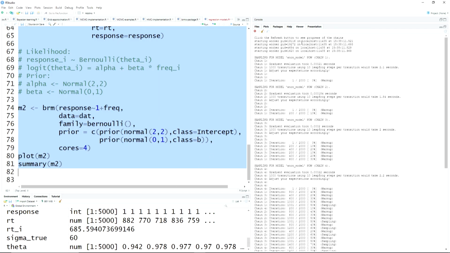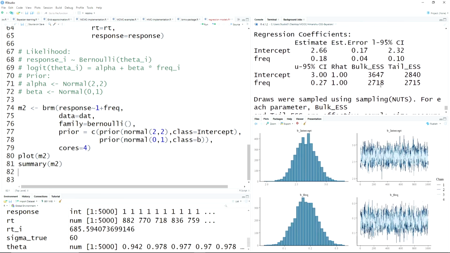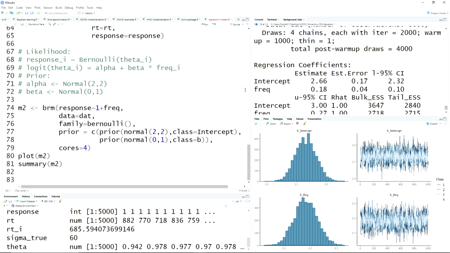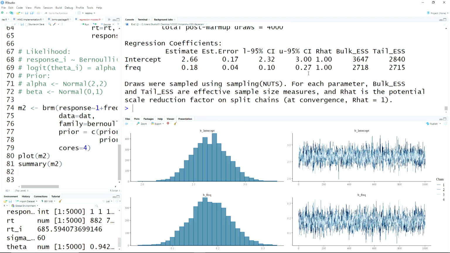Right? Okay, so let me see again the summary of M2. Yes, so this time I get positive effect, right? So effect of frequency is somewhere between 0.10 and 0.27, right? So the posterior recovery is good. So basically what it suggests is that as frequency increases, the average accuracy increases. Okay, so the data is consistent with the prediction that the effect of frequency on accuracy is positive, that as frequency increases, accuracy increases.